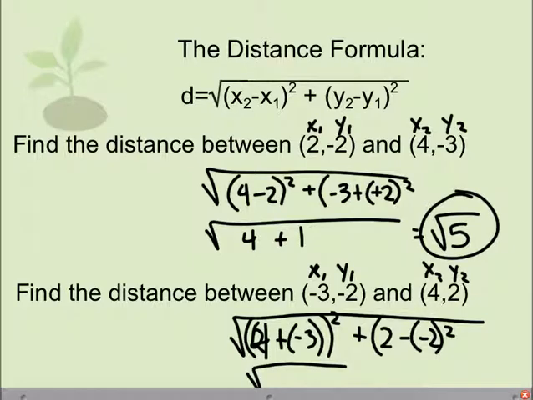Well, 4 minus negative 3 is 7 squared, so that's 49 plus, well, that's 4 squared, so 16. So we end up getting the square root of 65, I believe. All right, and so let's see, the square root of 65, I don't believe that can be simplified anymore. It's really just made up of prime numbers of 5 and 13, so leave it as is.